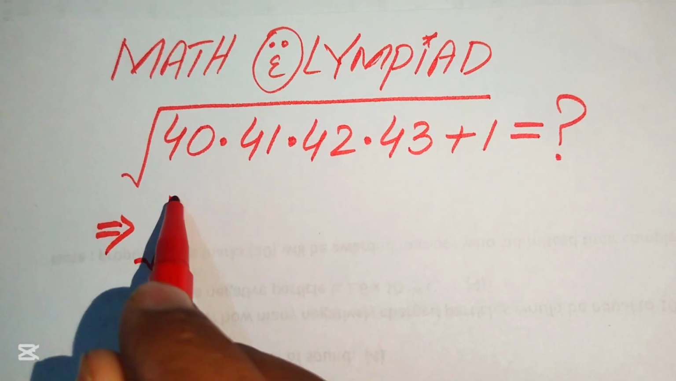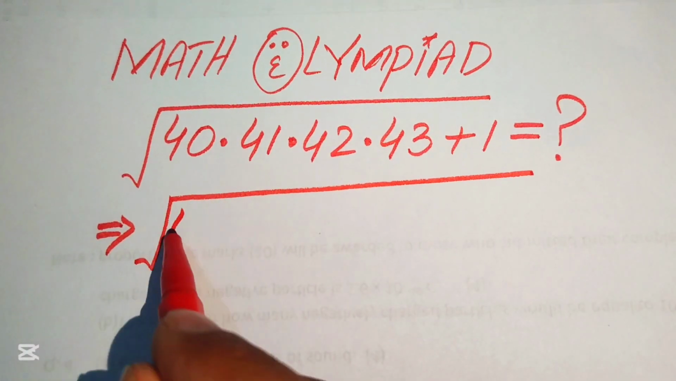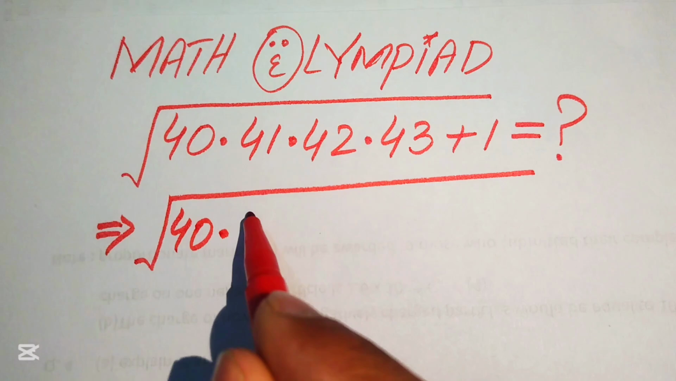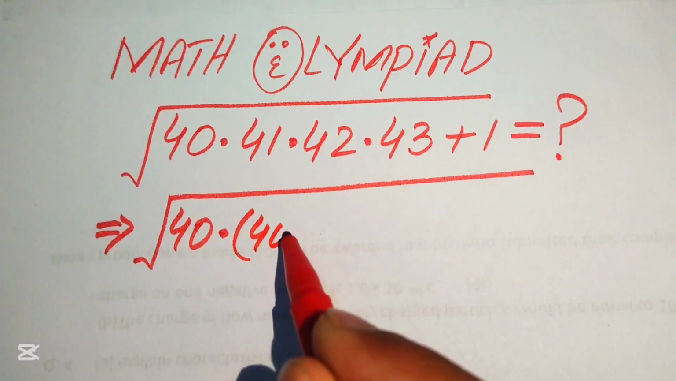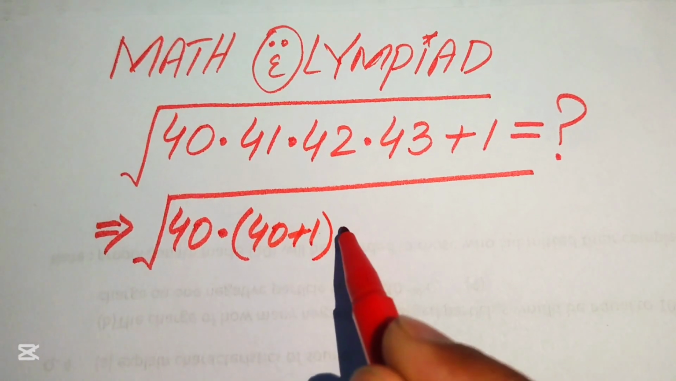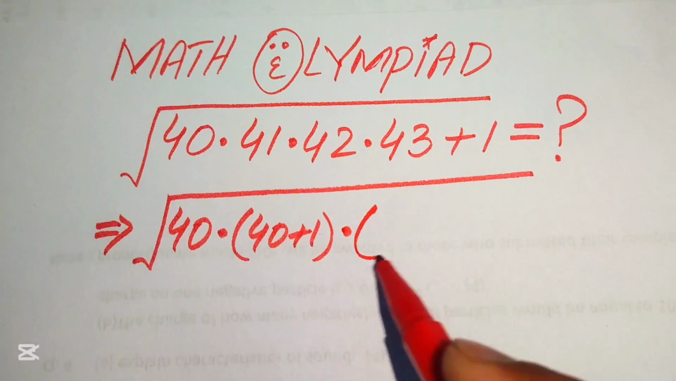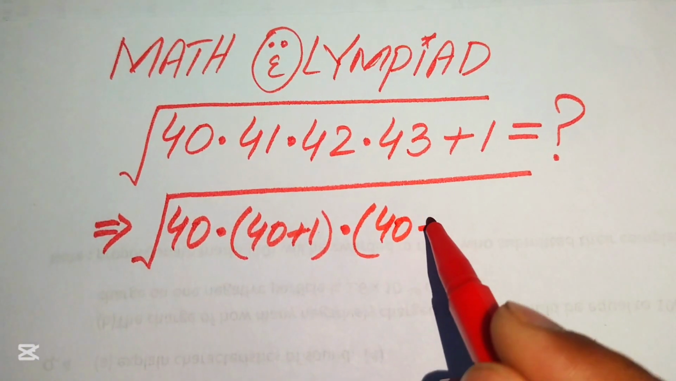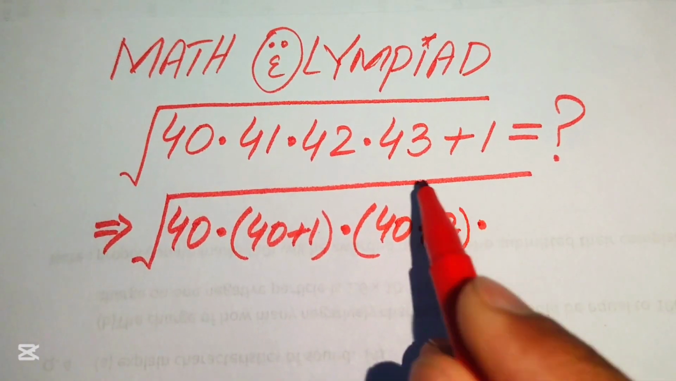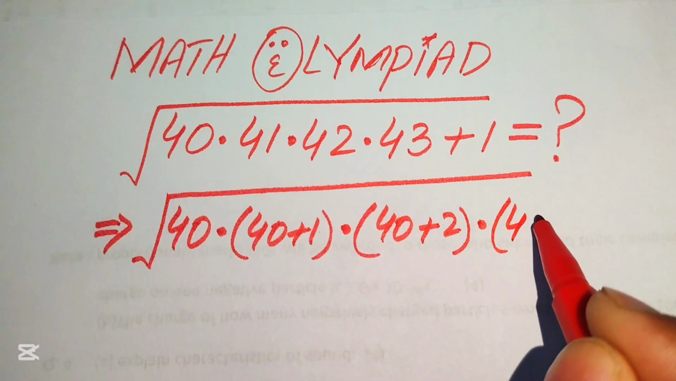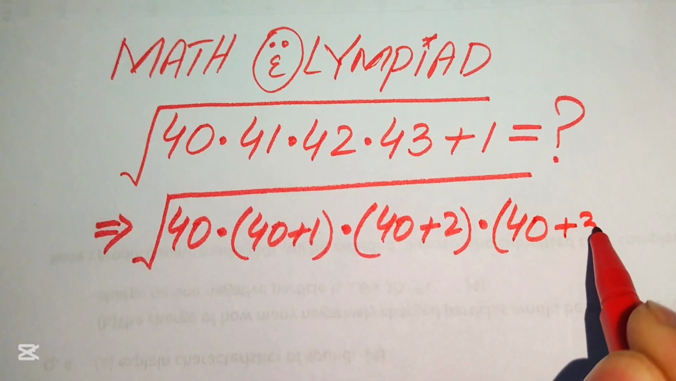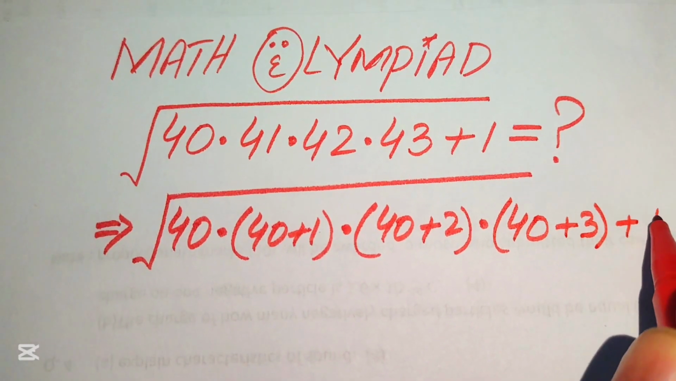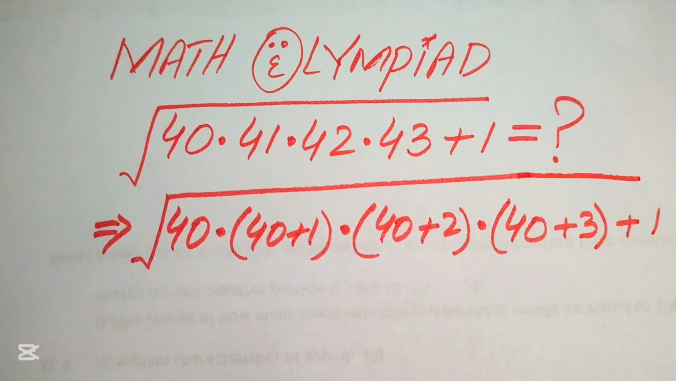this algebraic expression in this form. So this is 40 times 41. We write 41 as 40 plus 1, multiplied by 42. We write 42 as 40 plus 2, multiplied by 43, and we write 43 as 40 plus 3, and plus 1. Okay.